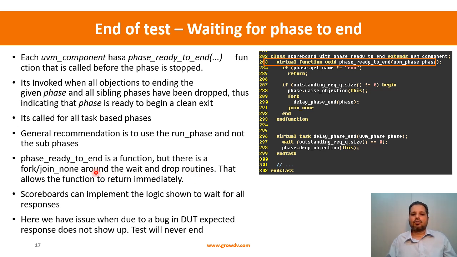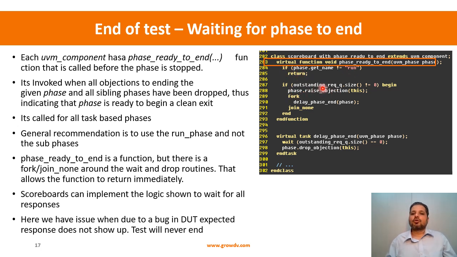The way you do it is you use a fork join_none type of structure, which is allowed in the function, and we can implement a small logic with the fork join_none to make it wait. So what we will do is in the scoreboard, we will add this functionality called phase_ready_to_end. We will populate this function for the run phase. So if phase.get_name is not equal to run, it's not called run_phase, the phase name itself is called run, then we just return.